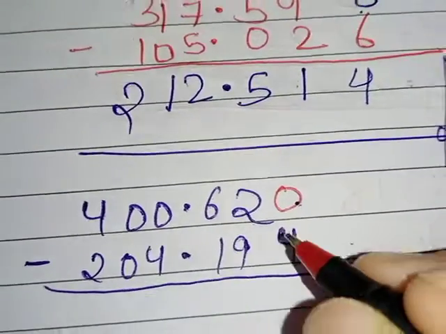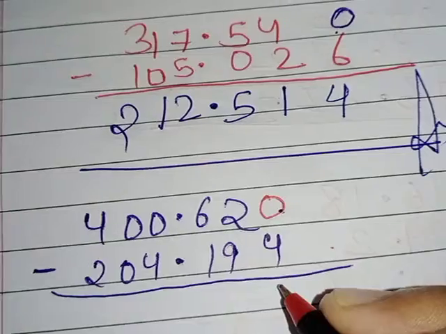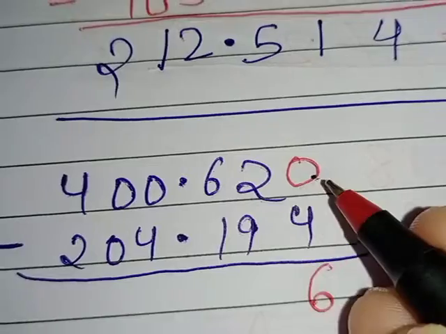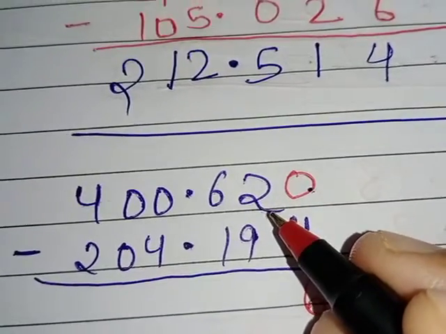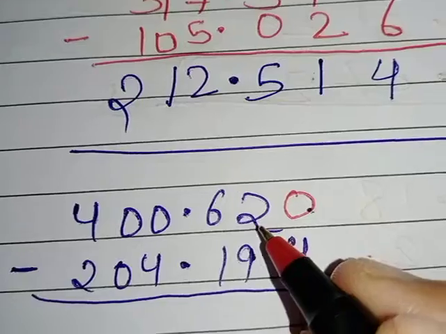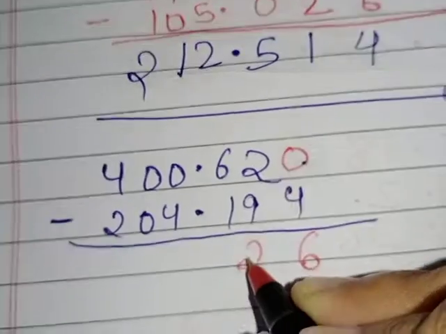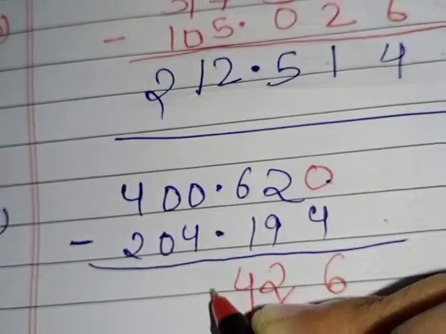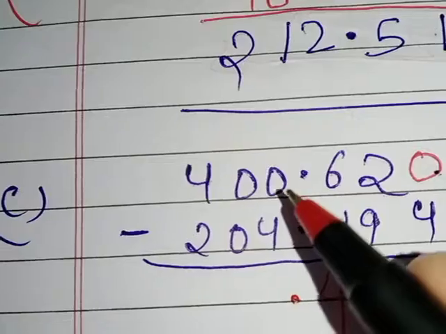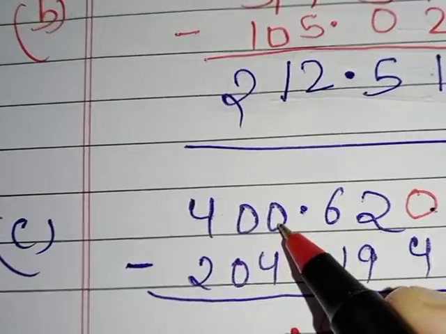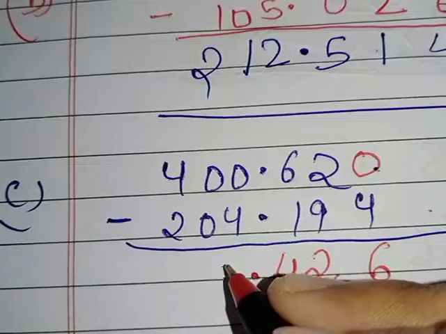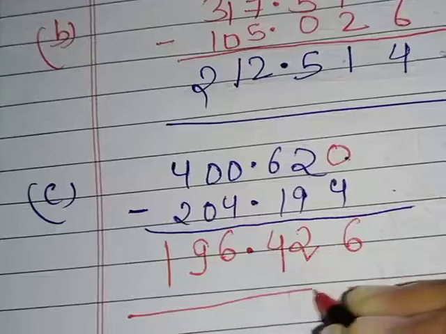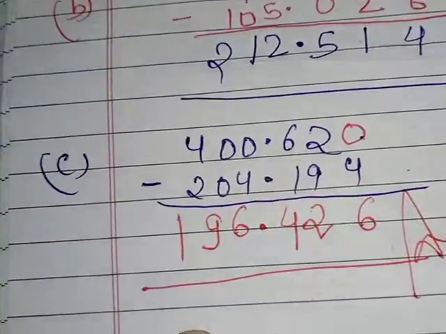0 minus 4 is not possible. 0 will borrow 1. It will become 10, and 10 minus 4 is 6. Again, when 2 has given 1 to this 0, 1 is left here, and 1 minus 9 is not possible. 1 will borrow from here, that will become 11, and 11 minus 9 is 2. Then you have 5 left here. 5 minus 1 is 4. Then point. Moving forward to this side, this is 0 and 0 again. So 0 minus 4 is not possible. It will borrow. 10 minus 4 is 6. And then here 9. 3 minus 2 is 1. So 196.426 will be the answer for C.